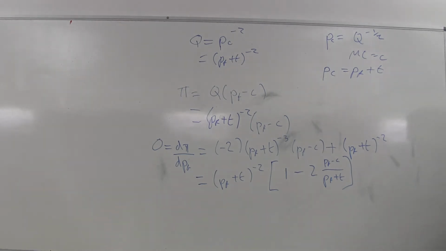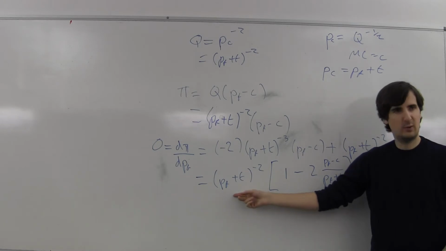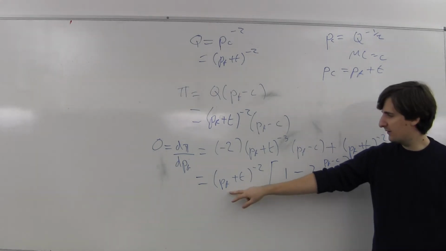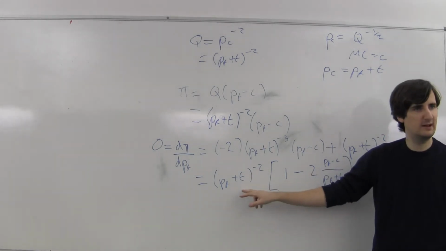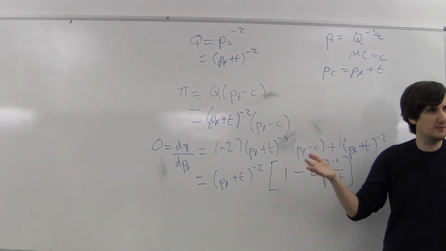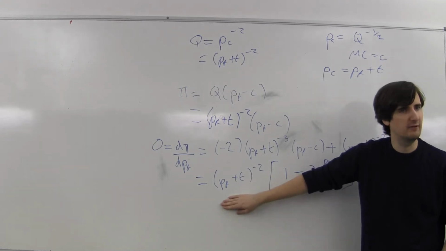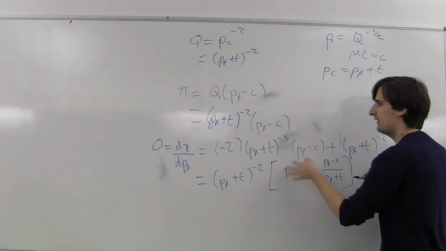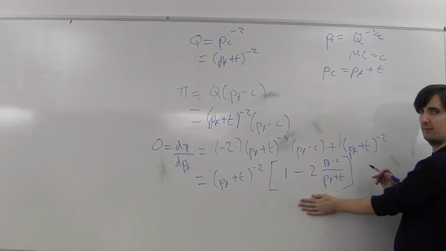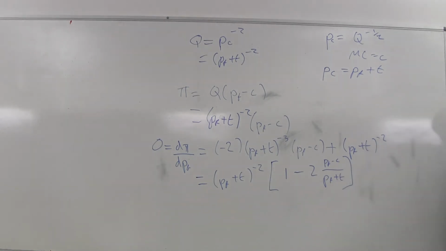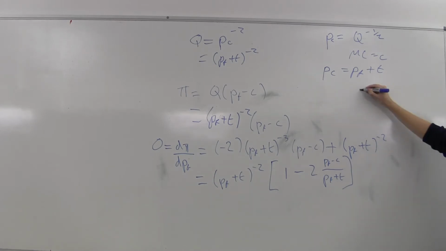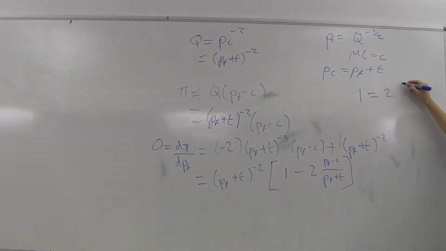Okay, so at a maximum this thing is equal to 0. This bit's always positive, right? If your price is always positive, the tax is positive, something positive to the power of minus 2 is still positive. So this bit never equals 0. So for this whole thing to equal 0, this thing in square brackets must equal 0. So we must have that 1 is equal to 2 times pf minus c divided by pf plus t.